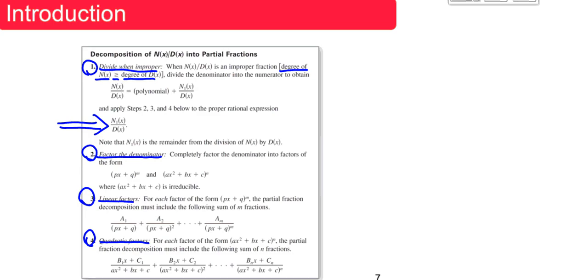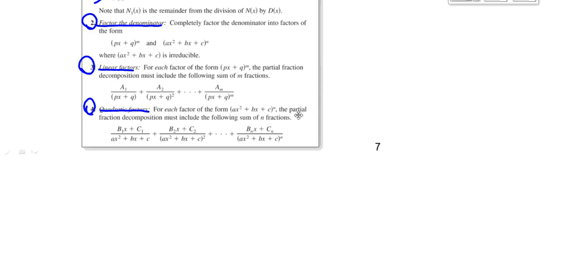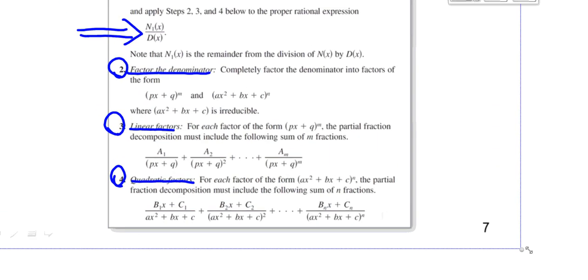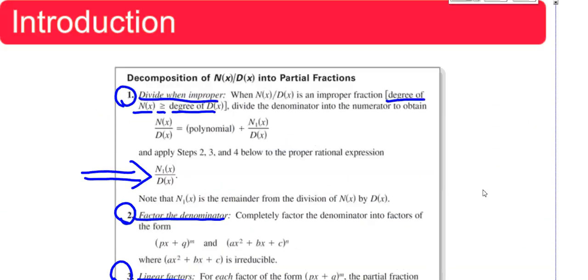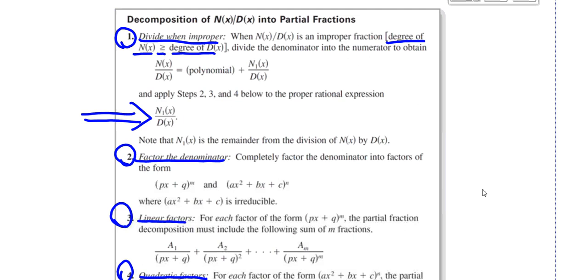And I'm going to make this a little bit bigger so it's easier to see for you. So take some time. I will read through this, and this is the directions. This is the decomposition of n of x over d of x, numerator over denominator, into partial fractions. So number 1, divide when improper.